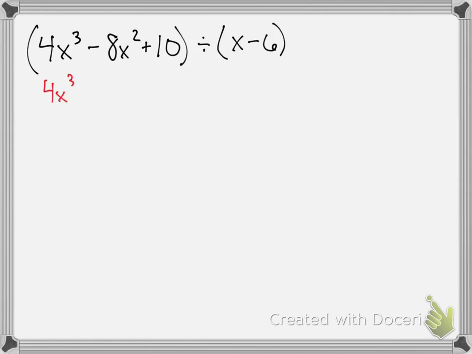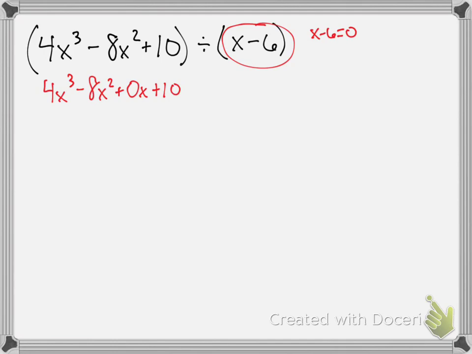So I'm going to rewrite it so that there is a regular x term. So I'm going to plug in a 0x. My divisor, x minus 6, that's good to go. We don't need to worry about that. So what I'm going to do now is look at my divisor, x minus 6. You don't need to even write this part out. You should be able to do this in your head.